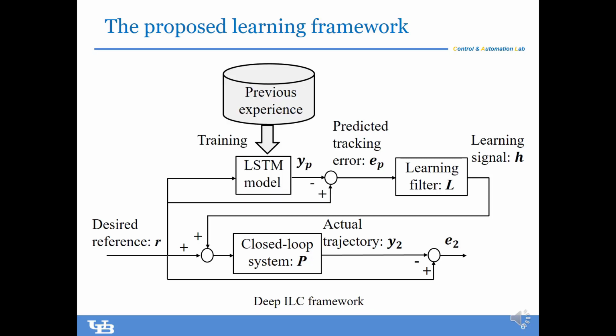We train a neural network to predict the tracking error EP when the system tracks the same reference R, and EP will be the input of the learning filter L. Therefore, the deep ILC consists of two components, a neural network model and a learning filter. Next, we will explain the two components one by one.